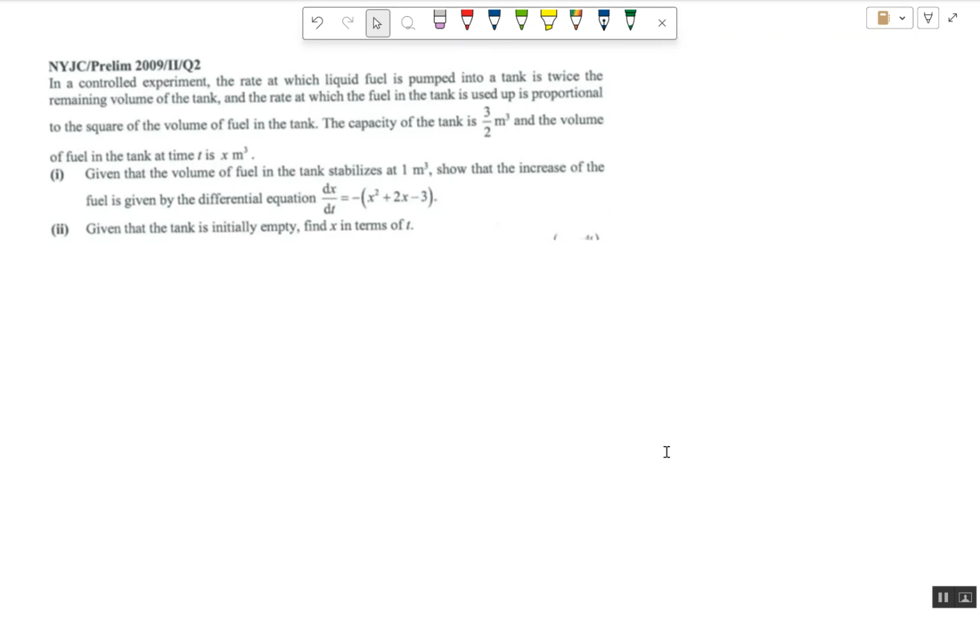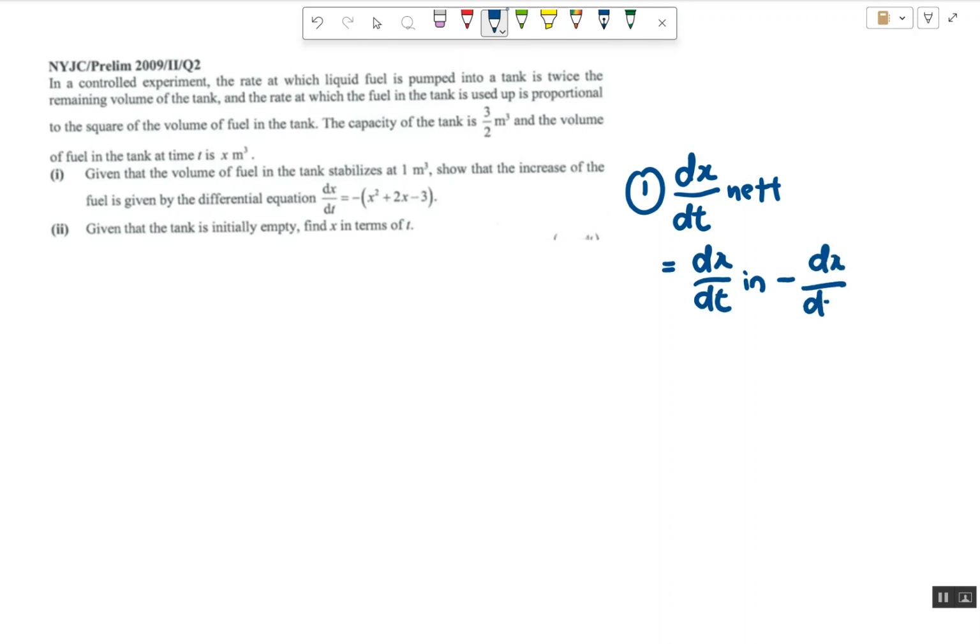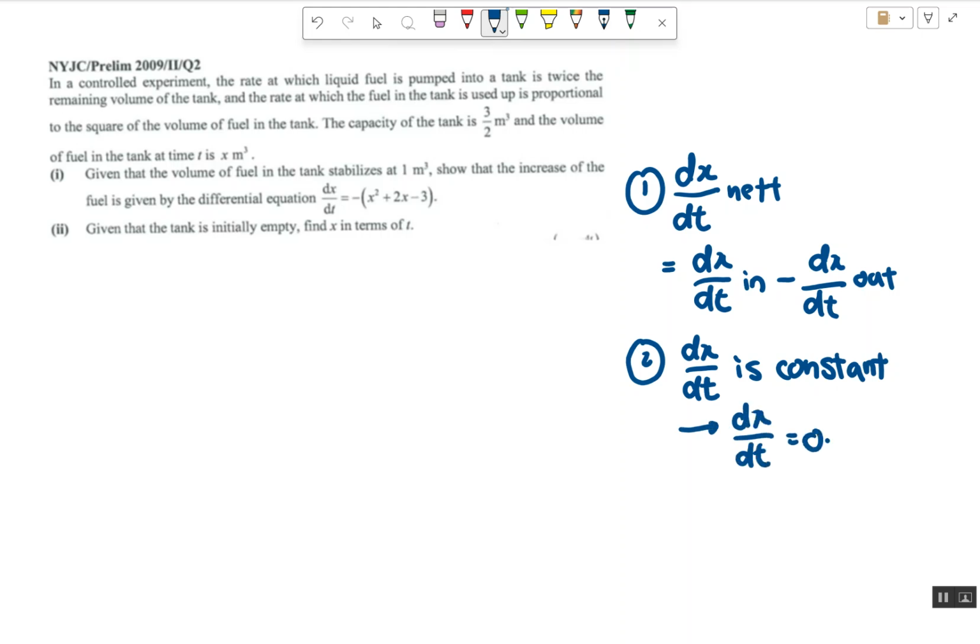There are two learning points before we start this DE question. Number one, the net of any rate of change is equal to the rate of water that is going in minus the rate that is going out. And number two, when the rate is constant or stabilized, sometimes they can use that, it means that dx/dt is equal to 0.